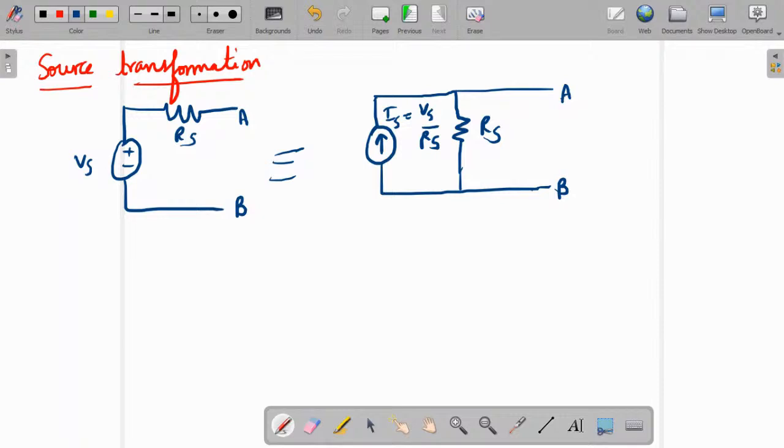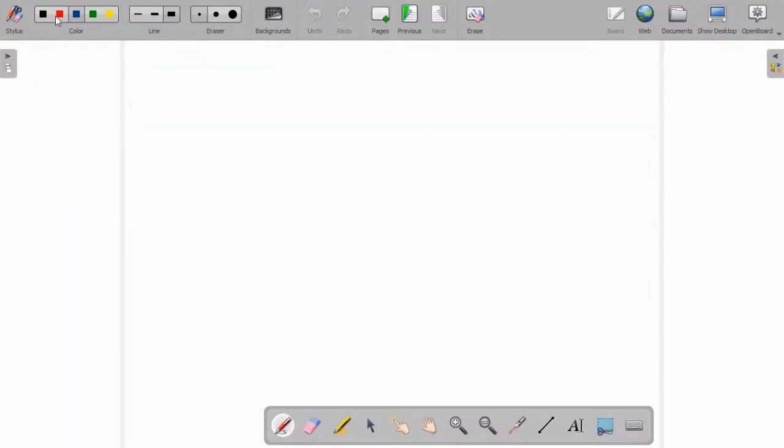Yes, I'll give you the workouts to be solved today. So question number 1. Meanwhile, if you have any doubts, let me know. Find the current delivered by the source. Okay, find IX from the figure.